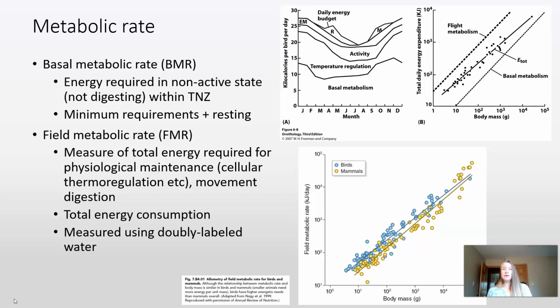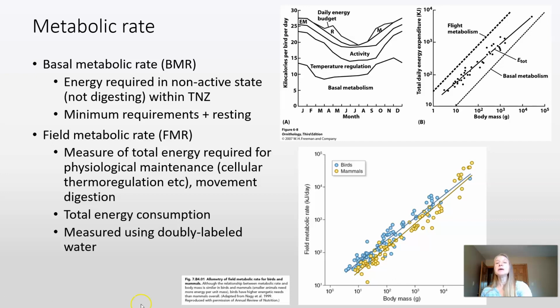Then we also have field metabolic rate. So field metabolic rate is the measure of total energy required for physiological maintenance. So this is cellular and thermoregulation, etc., as well as movement and digestion. So this is your total energy consumption measured using doubly labeled water. So your total energy consumption over a 24-hour period.